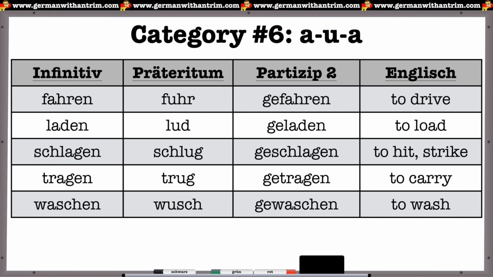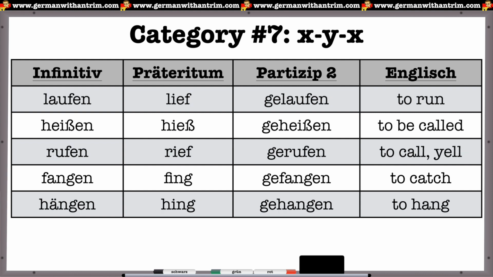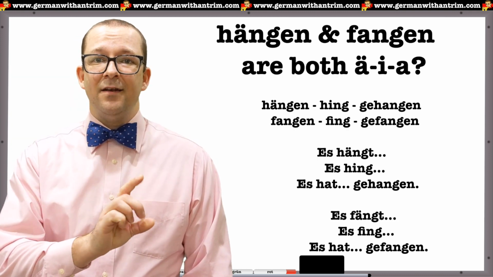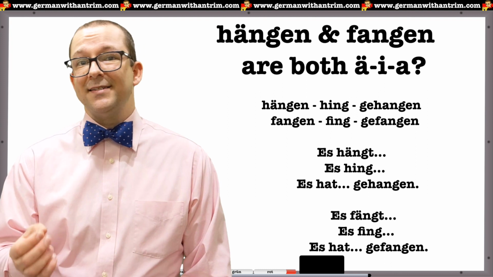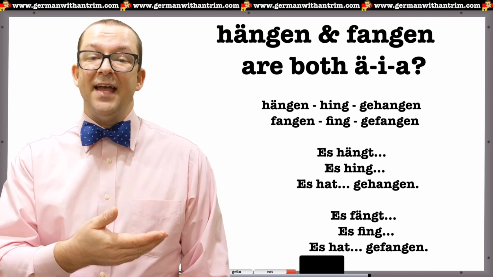This group actually belongs to a larger group of verbs whose stems simply change in the Präteritum but then go back to the same vowel in the Perfekt. While they aren't always the same vowels in each verb in this category, there is an overarching connection to be seen. Laufen, lief, gelaufen. Heißen, hieß, geheißen. Rufen, rief, gerufen. Fangen, fing, gefangen. Hängen, hing, gehangen. Quick side note here, fangen and hängen are technically the same, as fangen has a stem change in the present tense, making it fängt with an umlaut.